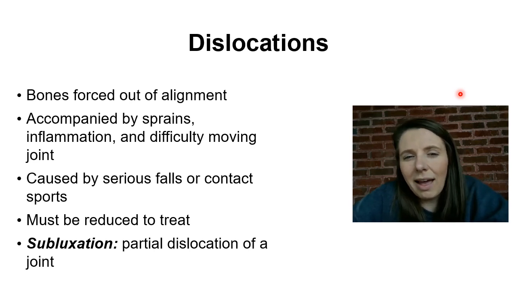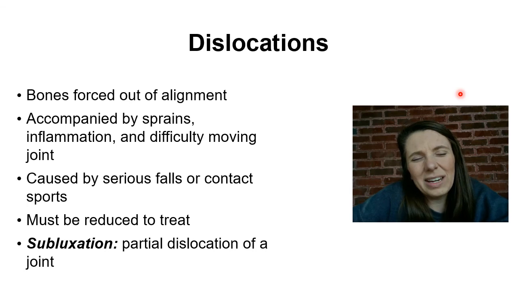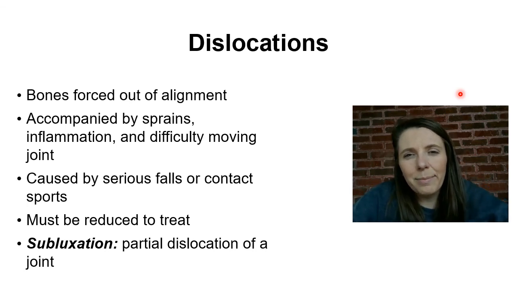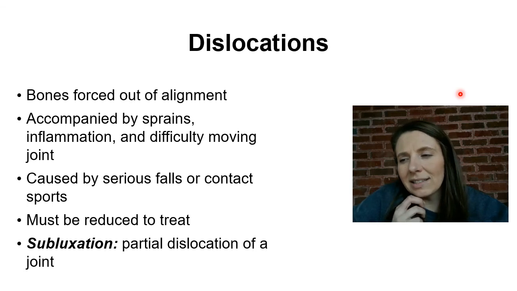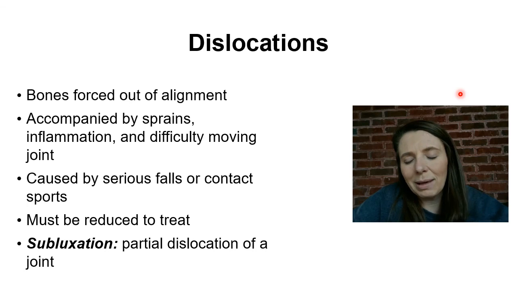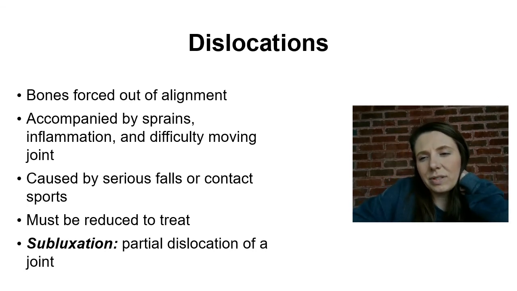Sort of along the lines of dislocation is something called a subluxation. So this is when a joint is partially dislocated, but not entirely dislocated. So it might not move out and stay out of the alignment. It might move out and then come back into alignment. So you're partially dislocated.